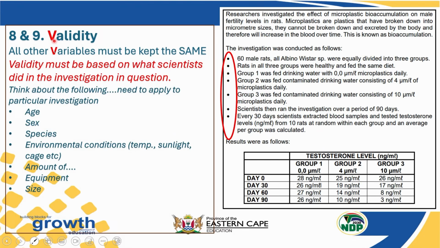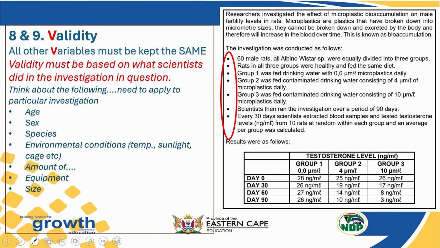Validity starts with a V. A V doesn't look anything like an R, does it? So we shouldn't be mixing these two. Validity has to do with the variables. The variables in the experiment have to be kept the same. So as soon as they ask us about validity, immediately I must think about variables.